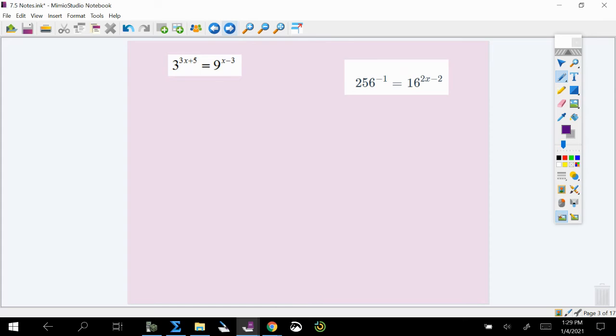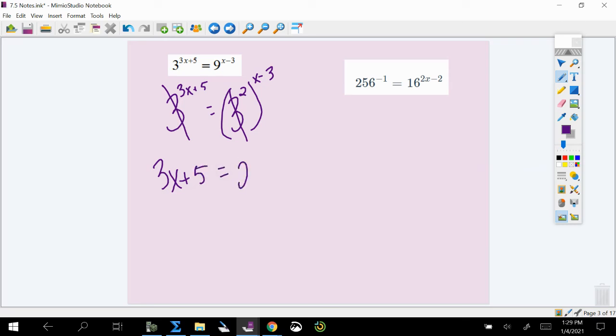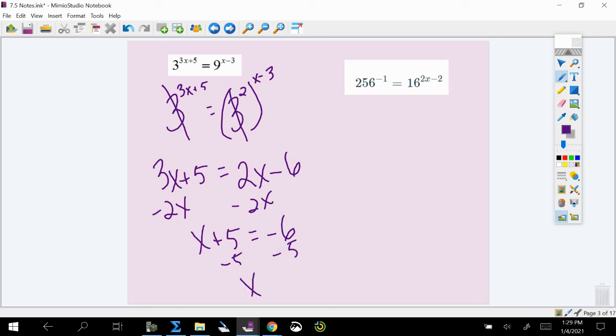So this next one, we have a base 3 and a base 9. We can get both of those to be written as base 3. So the 3 is not going to change. But 9 can be written as 3 squared to the x minus 3. My bases are the same. Some people call it equating bases, getting the bases to be the same, so they cancel. So on the left side, I get 3x plus 5. And on the right side, I have to distribute the 2, so I get 2x minus 6. Subtract 2x, so I get x plus 5 equals negative 6. Subtract 5, I get x to be negative 11.